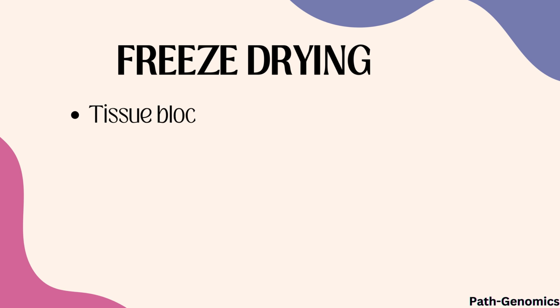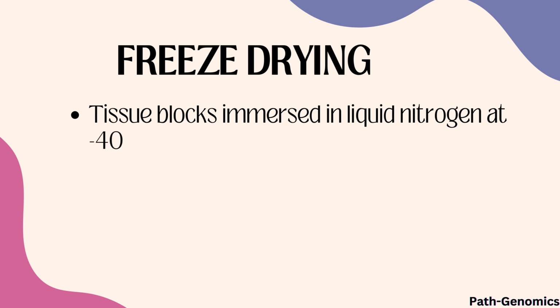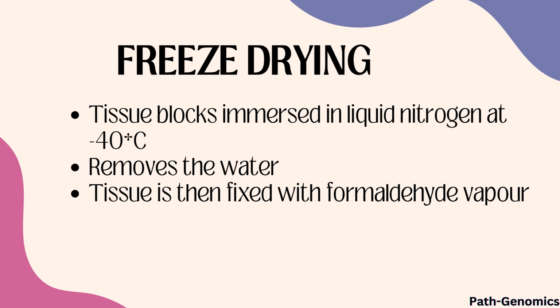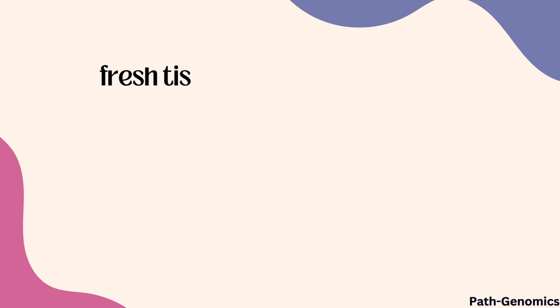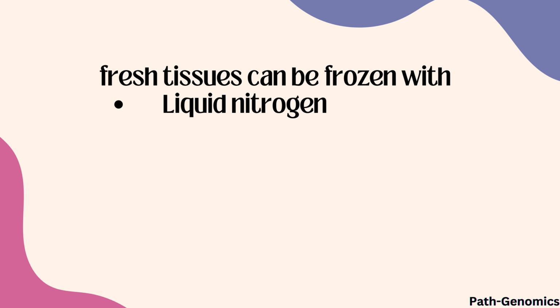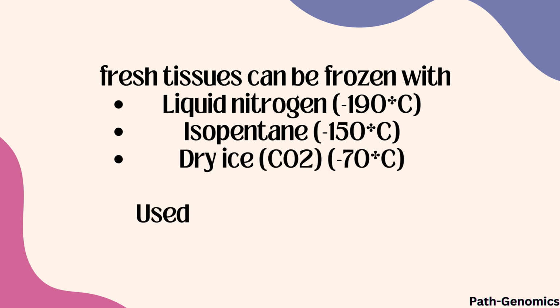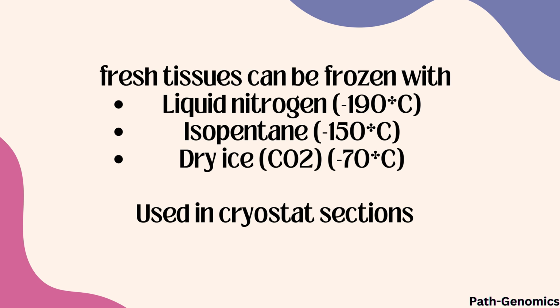Freeze drying is a type of fixation where tissue blocks are immersed in liquid nitrogen at -40 degrees Celsius, which removes the water from the tissues and acts as a dehydrant. Tissue is then fixed with formaldehyde vapor and processed further. Fresh tissues can be frozen with liquid nitrogen at -190 degrees Celsius, isopentane at -150 degrees Celsius, dry ice, CO2, at -70 degrees Celsius. Freeze fixation is used in cryostat sections.